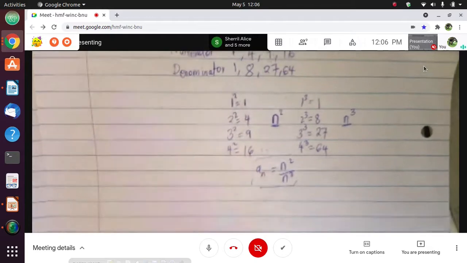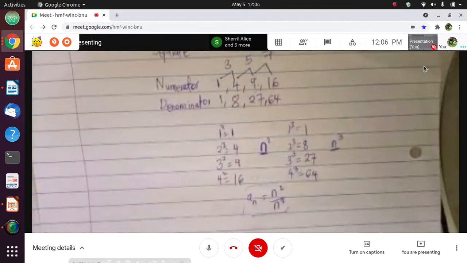Sio kila wakati utapata sequence na it will be geometric ama arithmetic. No. When you get a sequence and it is neither a geometric nor an arithmetic sequence, then you'll just write in the exam that it is neither. So you cannot continue with your calculation.